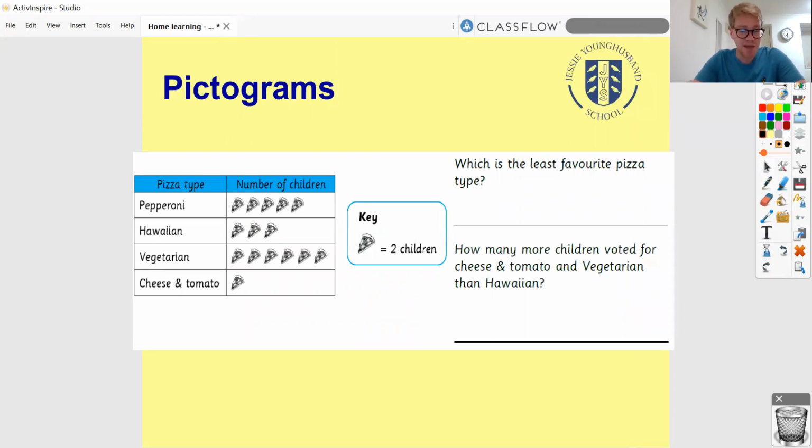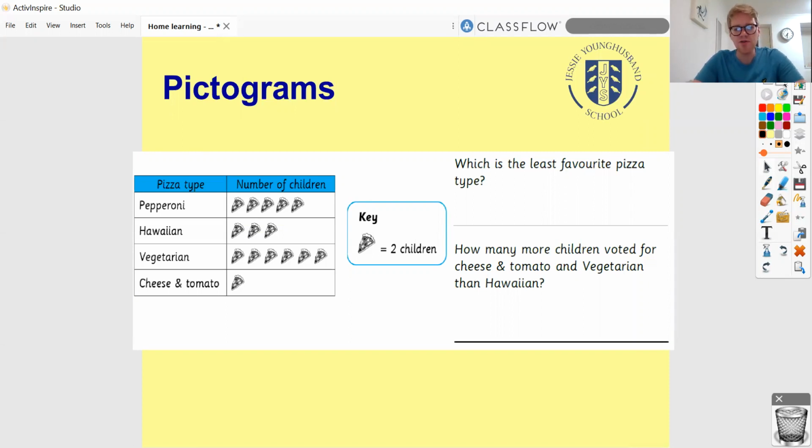Something else we've looked at is pictograms. Pictograms are where we've got a chart or a graph showing our data, and rather than using numbers or tallies or anything like that, it uses a picture to help represent the information. And we can see in this one, we've got a favourite type of pizza, and each pizza slice is worth 2 children or 2 voters. So what's the least favourite pizza type? I'm sure you can see that just by looking. That is, of course, cheese and tomato.